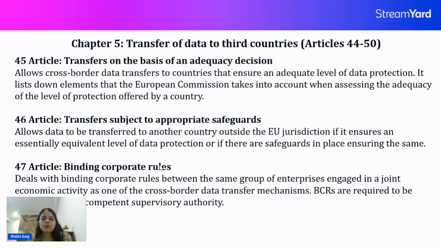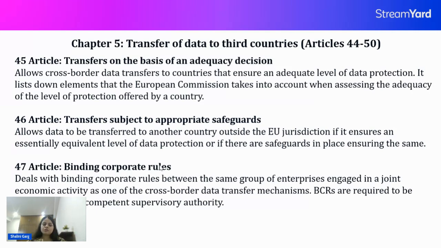What should BCRs contain? BCRs should contain data protection principles, for example, transparency, data quality, security. Tools for effectiveness. What are the tools we are taking for effectiveness? Elements or clauses providing that the BCRs are binding. And what are the main principles we have to follow? The same principles, the principles of Article 5: transparency, fairness, lawfulness, data minimization, purpose limitation, storage limitation, security.